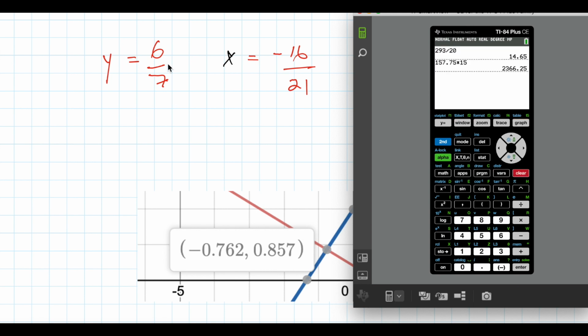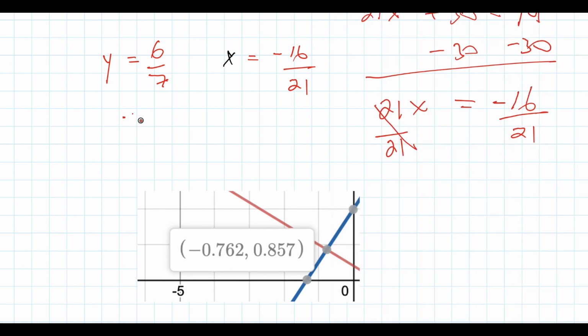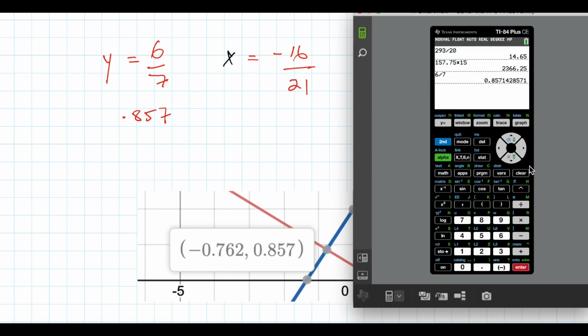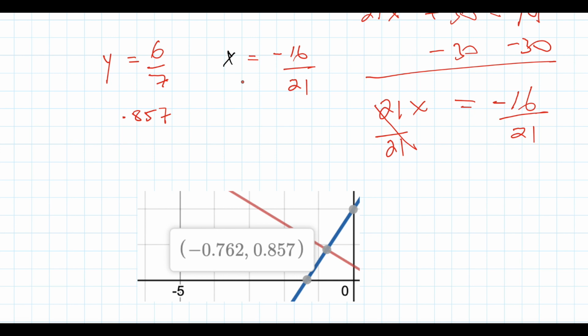So if we go over here now, let's divide 6 over 7. 6 divided by 7 is 0.857. And if we divide negative 16 over 21, guess what we're going to get? Negative 0.76. So this coordinate, I could write it as x, negative 0.76, comma, 0.857.